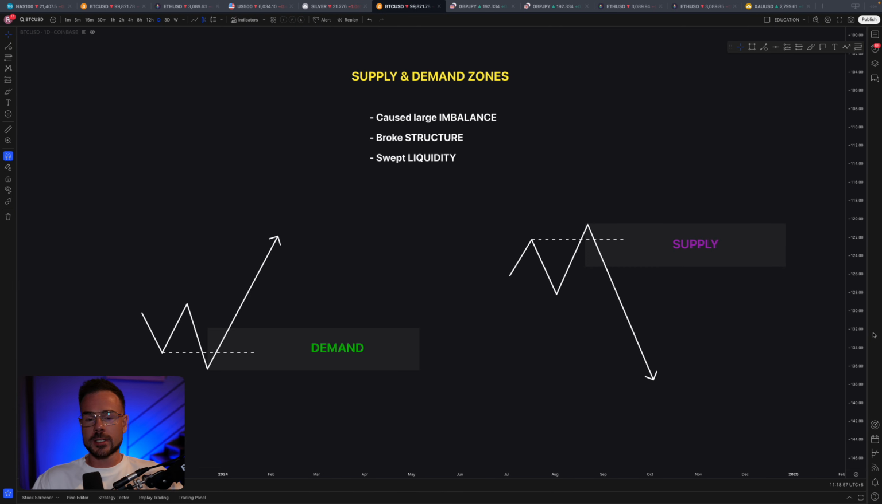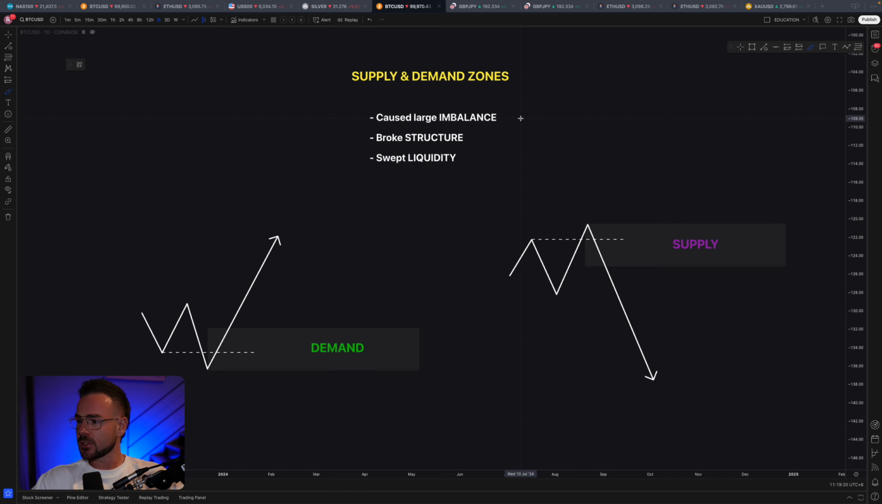Now that we know that supply and demand is everywhere in the market, and we know it's when the market goes from a state of balance to imbalance, we need to learn how we can find the best supply and demand zones in the market. There's a couple of key things we can look at when we're trying to identify the strongest supply and demand zones that we're looking to trade from. Three things we're going to look at, and we'll break these down one by one.